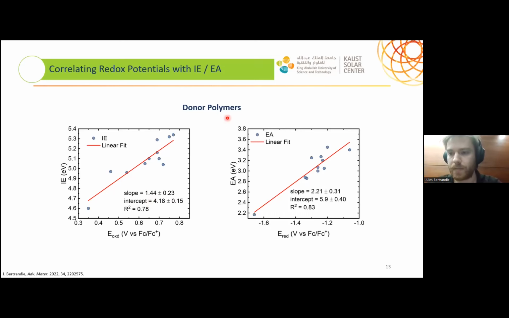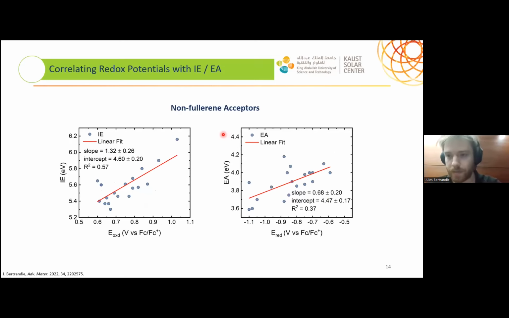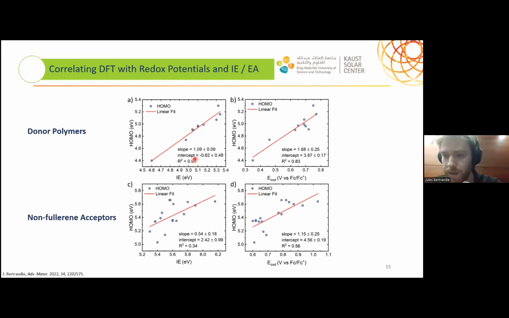This is the case for the donor polymers. It's also the case for the non-fullerene acceptors. It's even worse, it's very scattered. So we cannot just interchange between those two values. We also did DFT calculations to try to correlate, and again, the correlation is not clear.